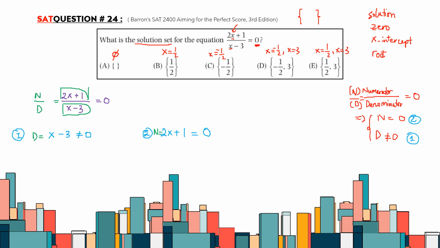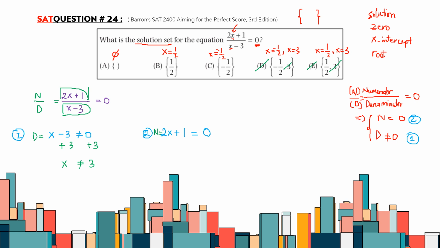Now we have to solve. x minus 3 is different from 0. If we add 3 to both sides, x has to be different from 3. So x has to be different from 3. This one eliminates E and eliminates D.